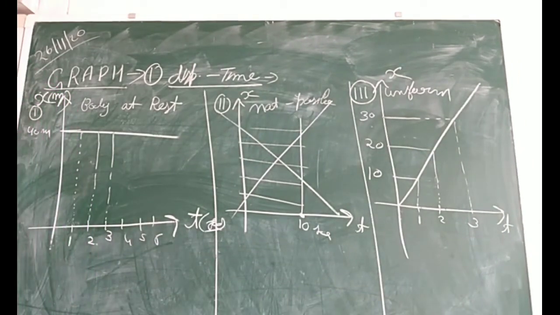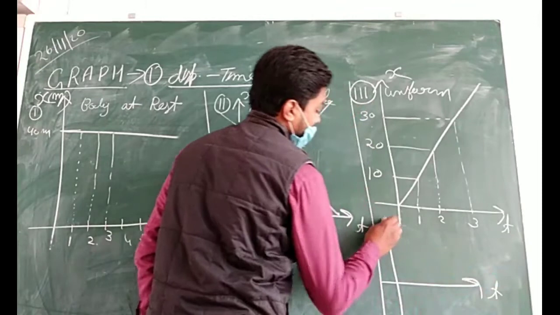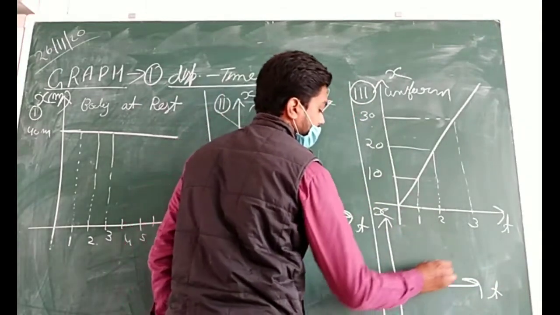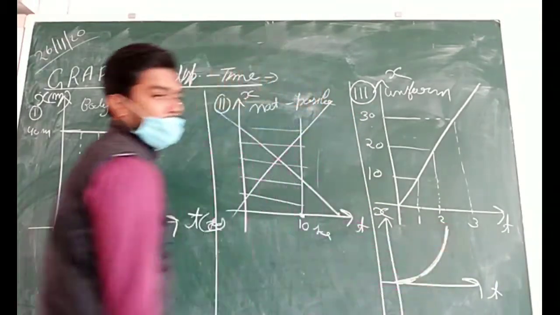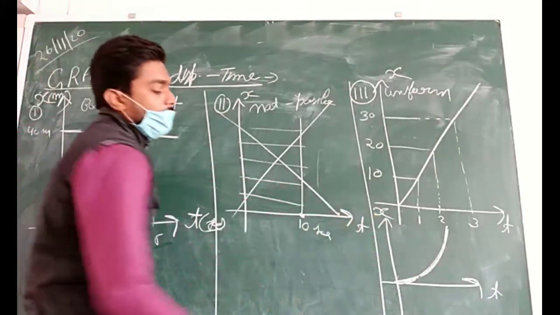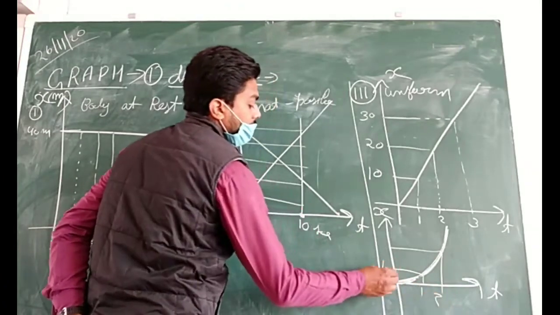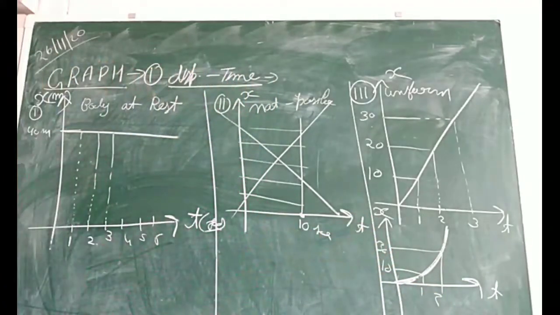Okay, the next graph is, students, like this. This is time, this is displacement or distance, and what does this graph represent? Non-uniform motion. Very good. This represents non-uniform motion, because the body is covering unequal distance in equal intervals of time. When the body covers unequal distance in equal intervals of time, then such type of motion is called non-uniform motion. Is it clear?